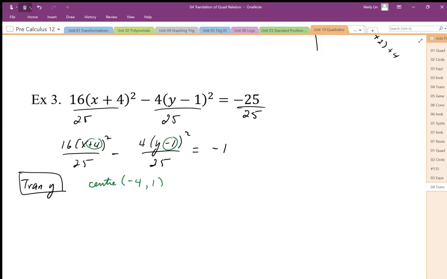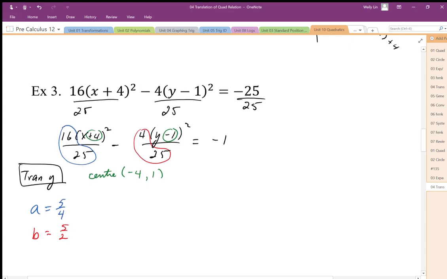Okay, I want to establish my a and b values. My a is going to come from this term here. Since a is in the denominator, I need to use a reciprocal. So I'm going to use 25 over 16, and it becomes 5 over 4 as my a. My b value, again, same thing. We want to do the reciprocal. So 25 over 4 becomes 5 over 2 as my b value. Okay, so this is my a squared and b squared, so I get a and b this way.